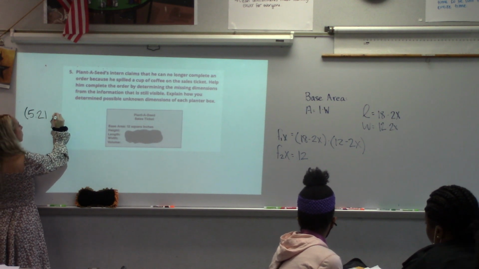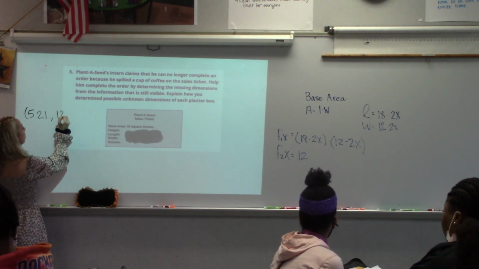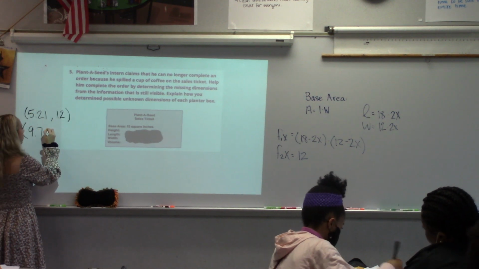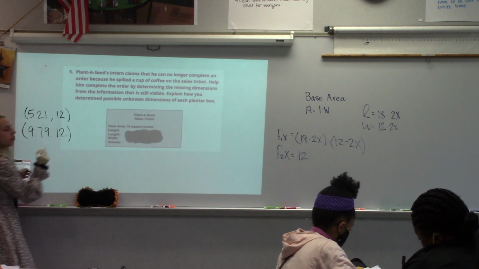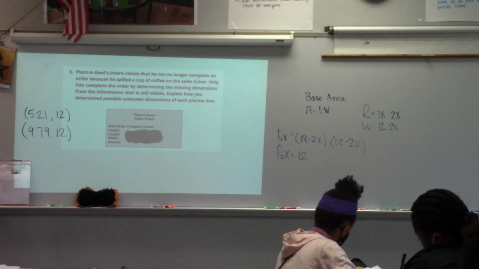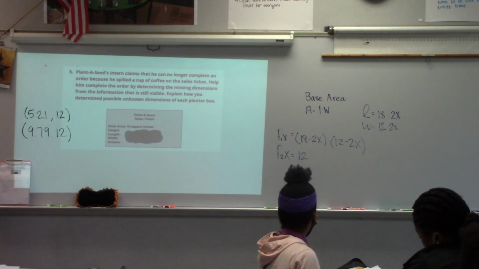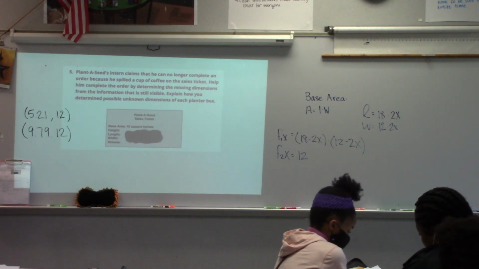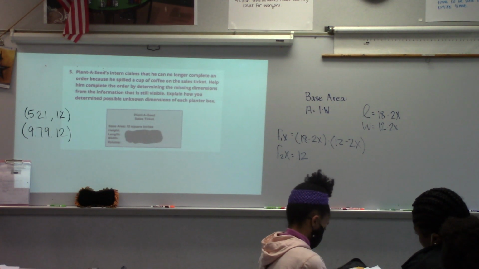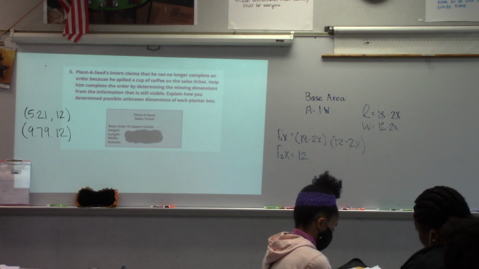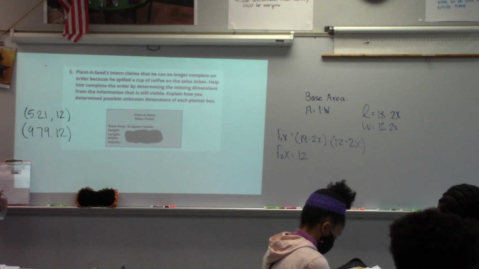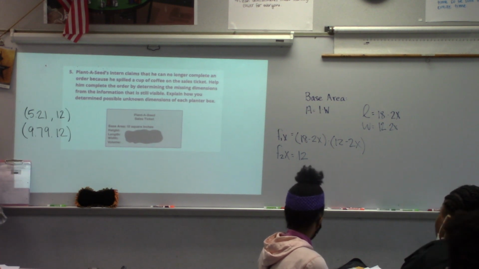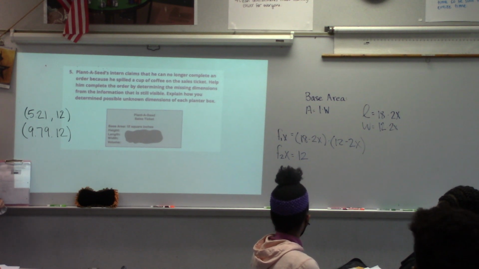5.21, 9.7. Okay, so guys, I want you to think about, on the graph, what did our x represent and what did the y represent? It's height. Okay, x is height, because remember, we're writing our length and our width all in terms of the height. So think about it in the context of our problem.